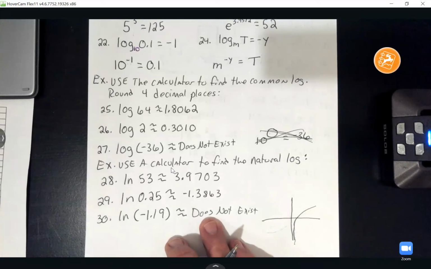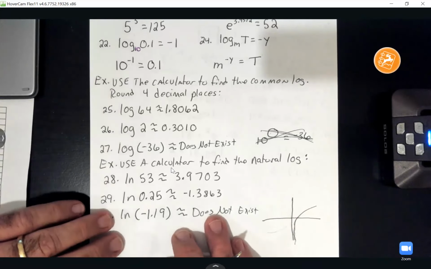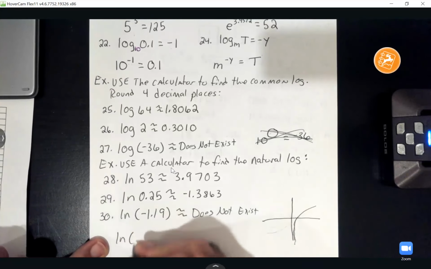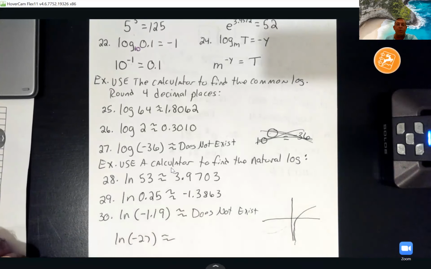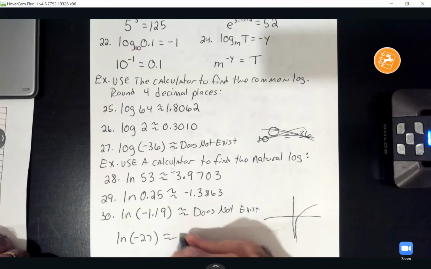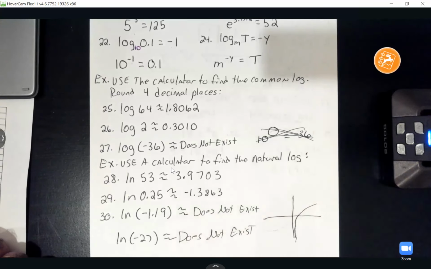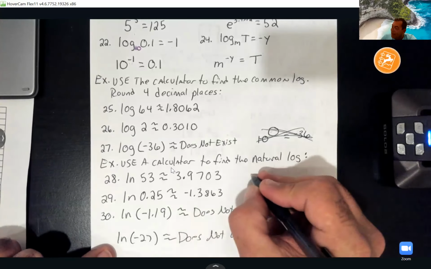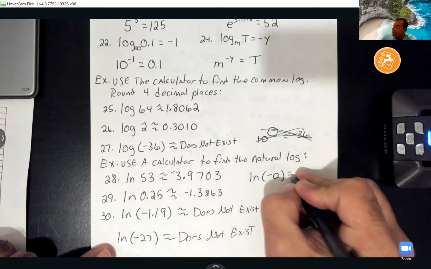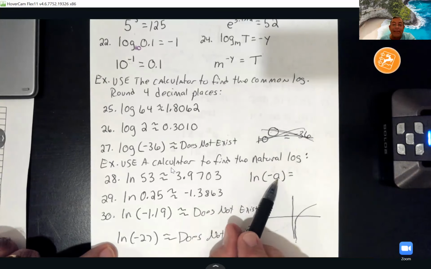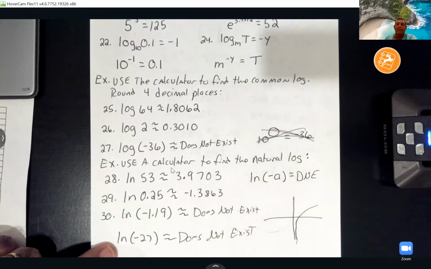So, Mr. Eugene, would you say all of them, that's ln of negative 27 and 30, would you say that's always going to be does not exist, or sometimes does the negative end up having an answer? Guess what? ln of negative 27 does not exist. So basically, if you're doing an ln and your a is negative, no matter what that a is, it's going to be does not exist.